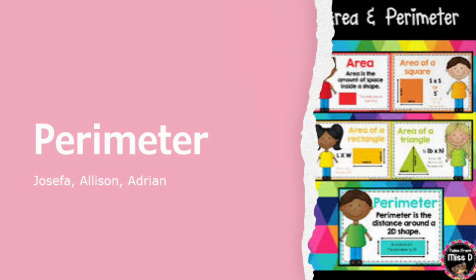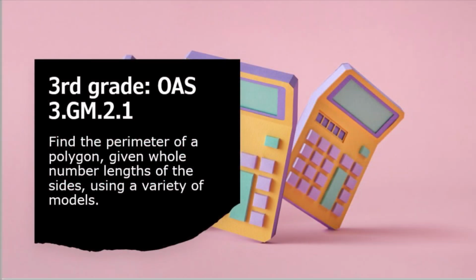Just kidding. This is Josie, Allie, and Adrian, and we will be talking about perimeter today. We will be doing third grade, and our standard is OAS 3GM 2.1, which is find the perimeter of a polygon, given whole number lengths of the sides using a variety of models.